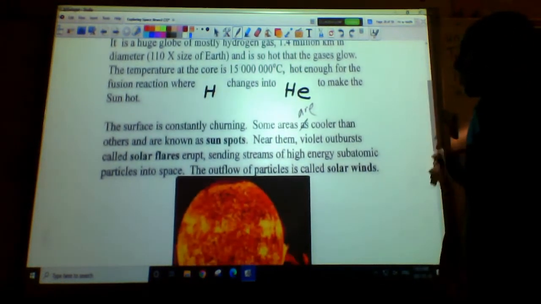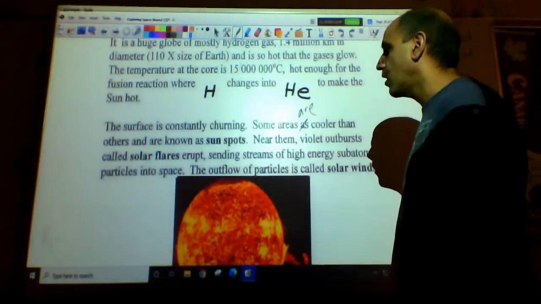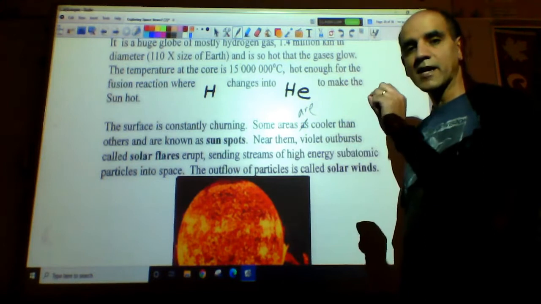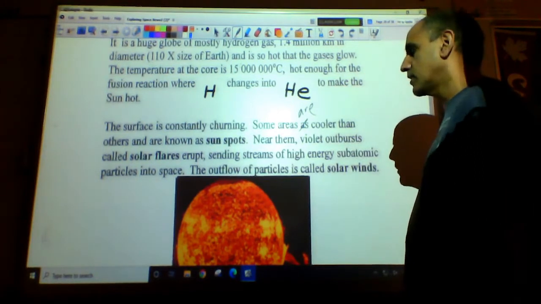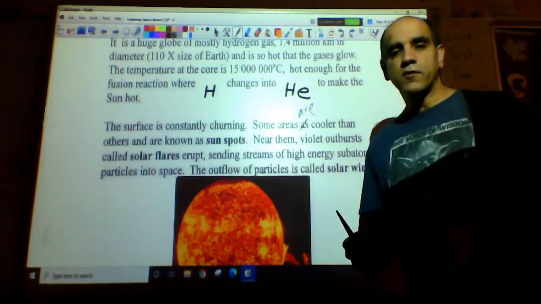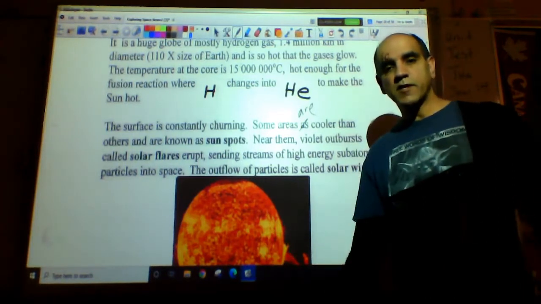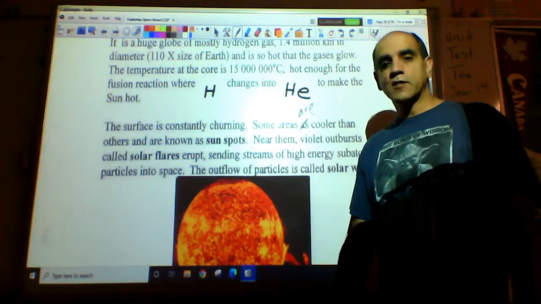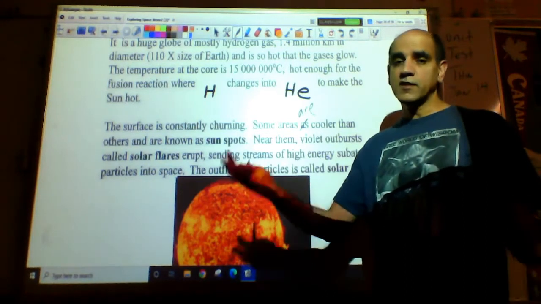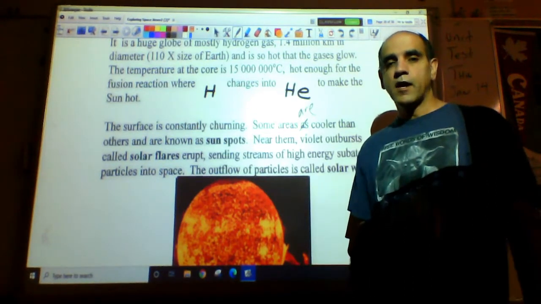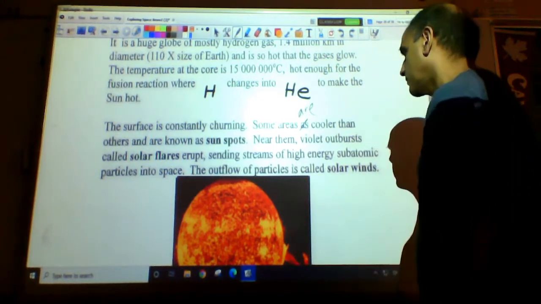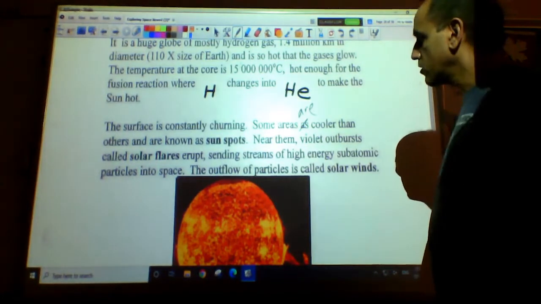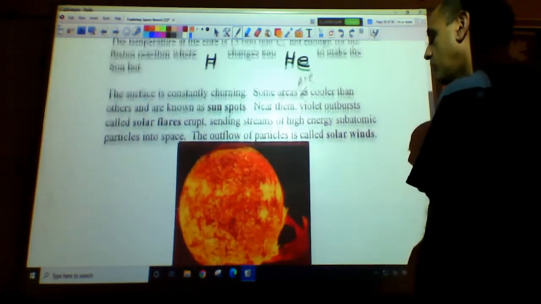And the surface is constantly churning. Some areas are hotter, some are colder. The cooler areas are called sunspots. They look like black spots on the sun. And right around them, there's like volcanic eruptions, but it's eruptions of solar flares. And that material goes off into space. When it comes towards Earth, it does get pulled into the north or south poles, and we get the northern lights or the southern lights. Okay, and that stream of high energy subatomic particles going to space, those are called solar winds.